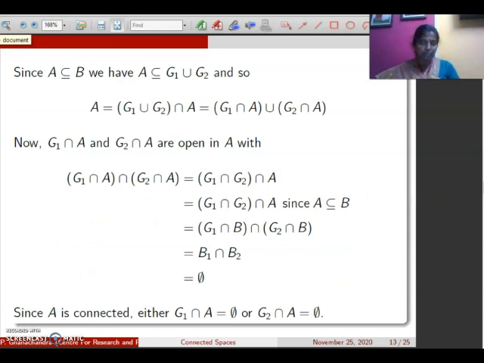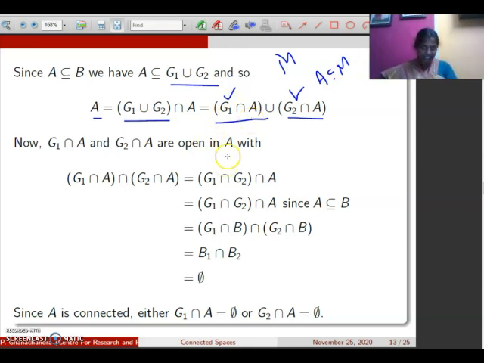Also, A is a subset of B. That implies A is a subset of G1 union G2, and A can be written as G1 union G2 intersection A, because A is a subset of G1 union G2. This G1 union G2 intersection A can be written as G1 intersection A union G2 intersection A. G1 and G2 are open in M. A is a subset of M, therefore G1 intersection A and G2 intersection A are open in A.